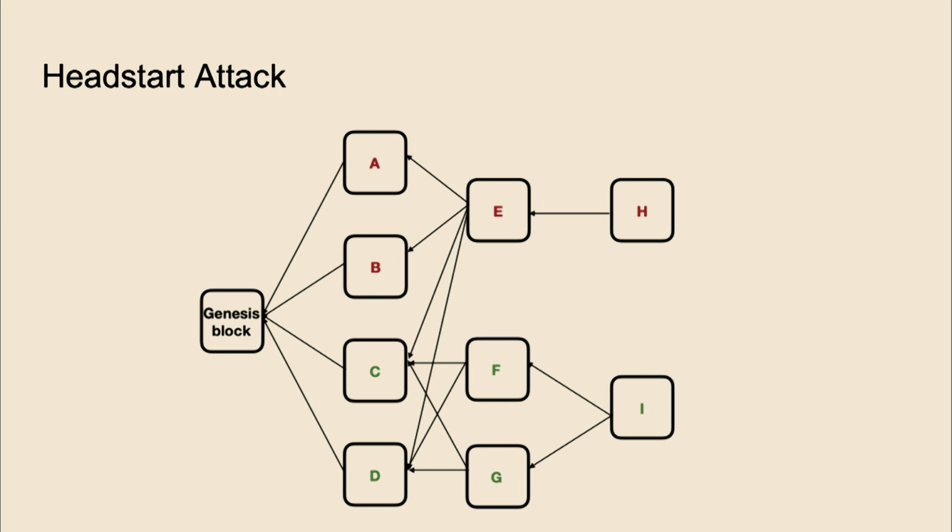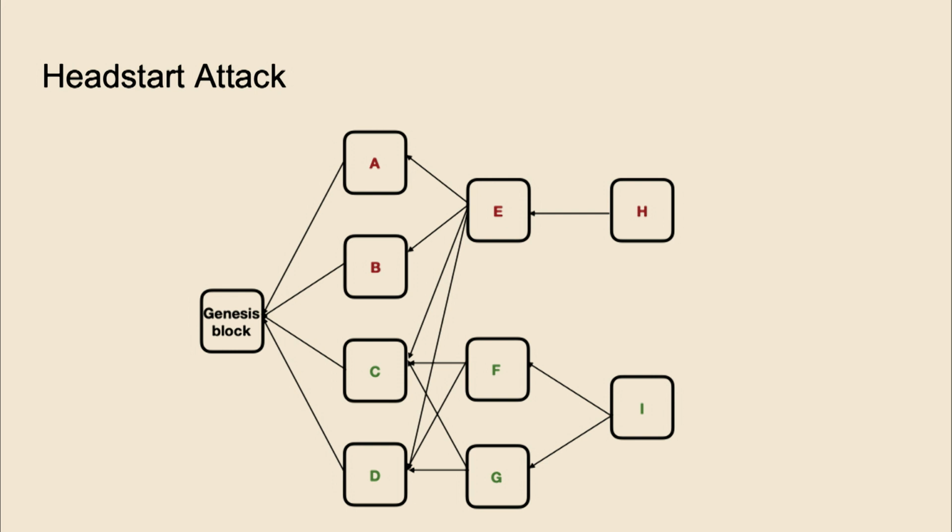The first one is called the private attack with a head start. Let's look at this DAG on these slides. Here the red blocks are adversarial blocks, and the green blocks are honest blocks. In this DAG, we have two chains of tip sets. The first one ends at block H. It starts with the tip set of blocks A, B, C, D in the first epoch, then in the second epoch we have block E, and then in the last epoch we have block H.